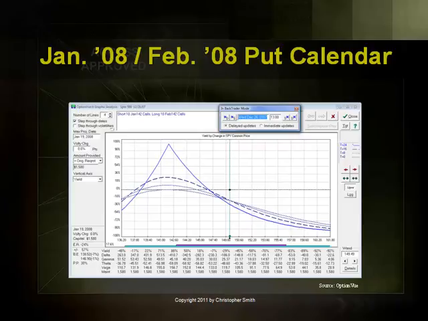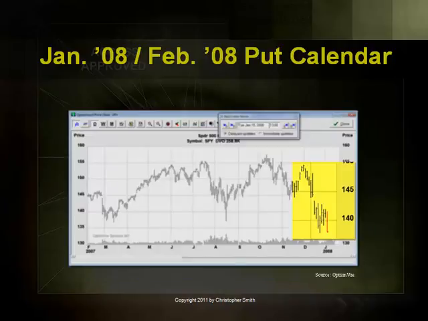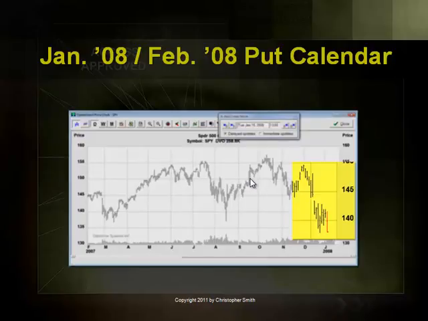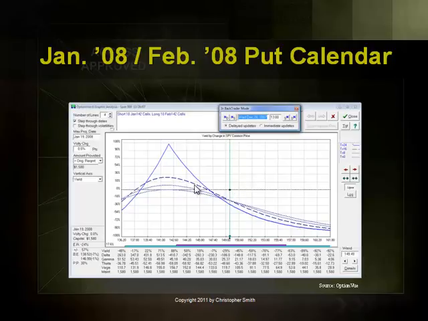And this is an example of a put calendar spread. It was a February 08 put calendar. And we had a nice thump in the market. And the market just thumped right through. It's an out of the money put calendar. So the idea is if the market pulls back, we should be able to pull a nice yield out of this thing.